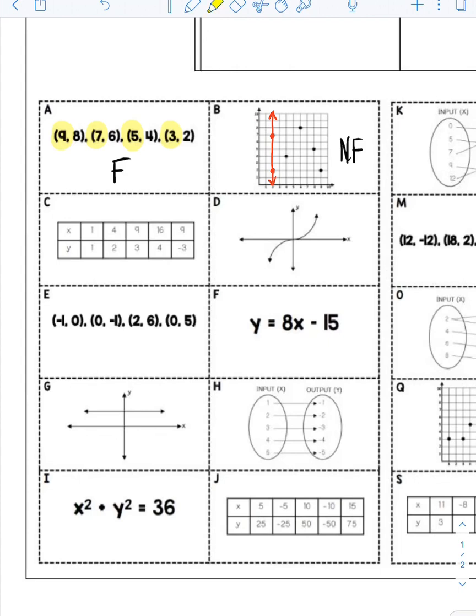C. With a table, we want to look at our input or our x values and make sure nothing repeats. And when I do that, I notice that 9 and 9 repeat. So this is not a function. D. When I have a graph, I want to use the vertical line test. And it looks to me that no matter where I draw a vertical line, it's going to touch only at one point. So this is a function.